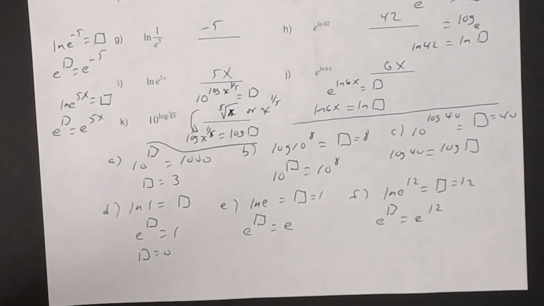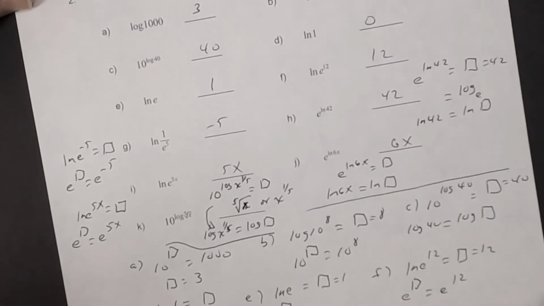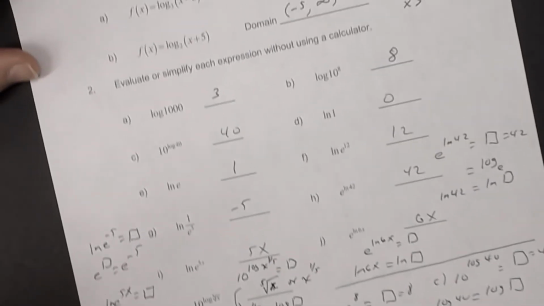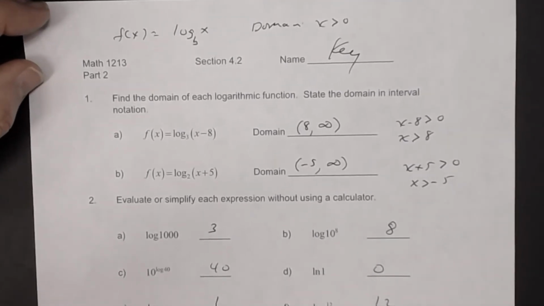Okay. All right. So I think that was the key to this. I think we've done all the problems. So that's the key to worksheet 4.2, part 2.